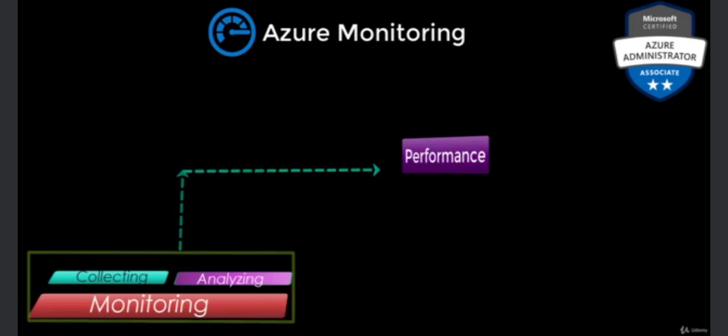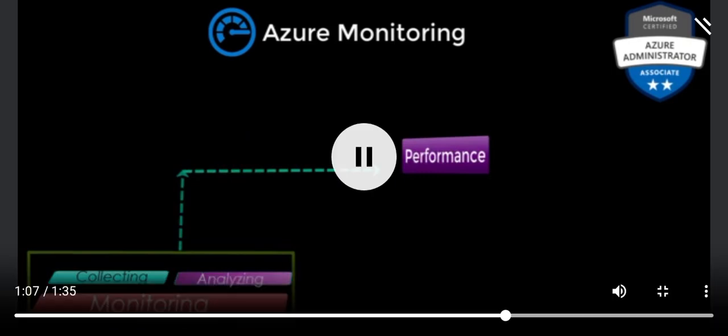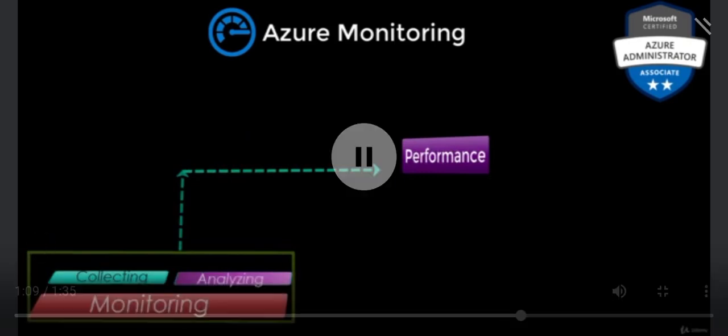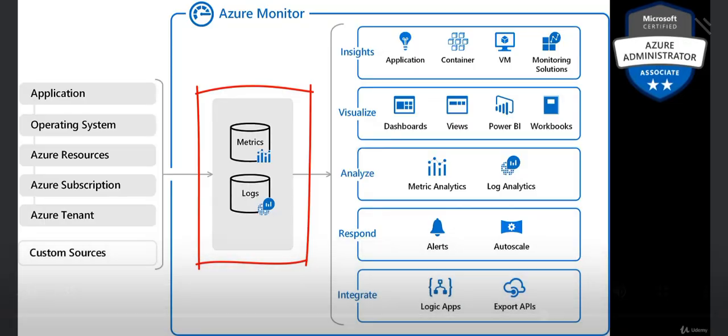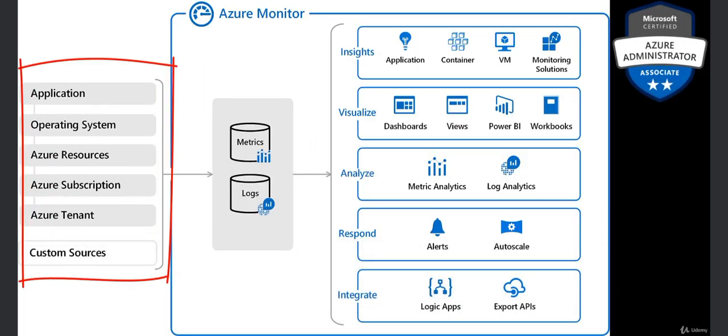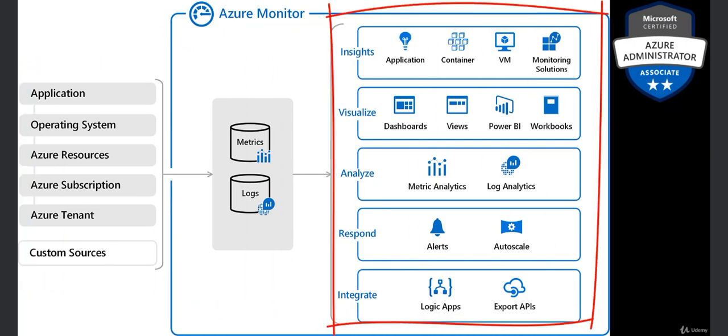At the center of the diagram are the data stores for metrics and logs, which are two fundamental types of data. On the left are the sources of monitoring data that populate these data stores. On the right are the different functions that Azure Monitor performs with this collected data, such as analysis, alerting, and streaming to external systems. In the next set of videos, we'll take a look at different monitoring services that Azure provides and their key capabilities.